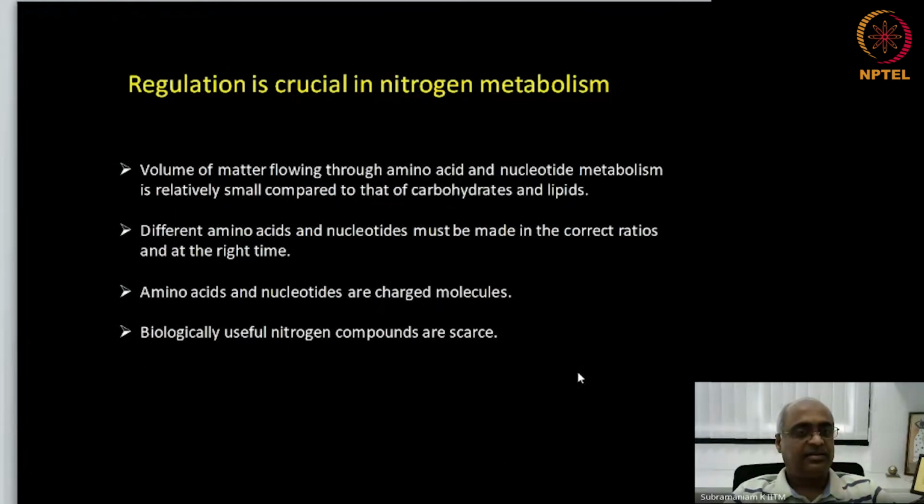get started. So in the last class, we began on nitrogen metabolism, and I was highlighting why nitrogen metabolism is tightly regulated. The reasons are shown in bullet form on this slide, and this is what we discussed in the last class.